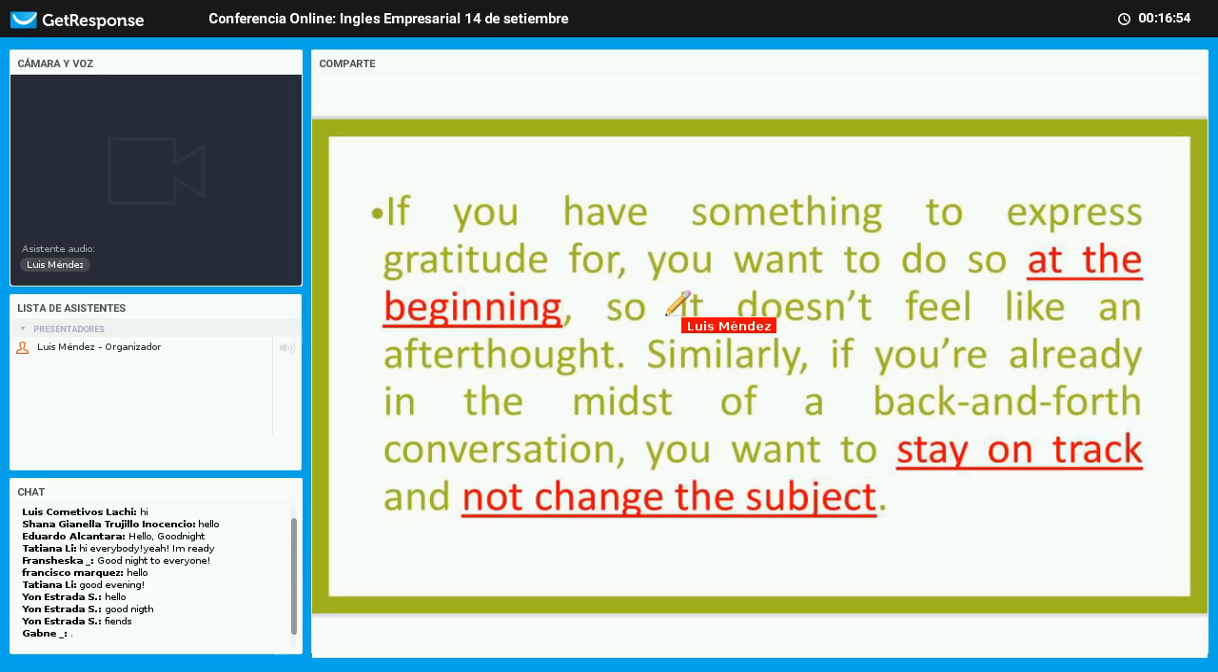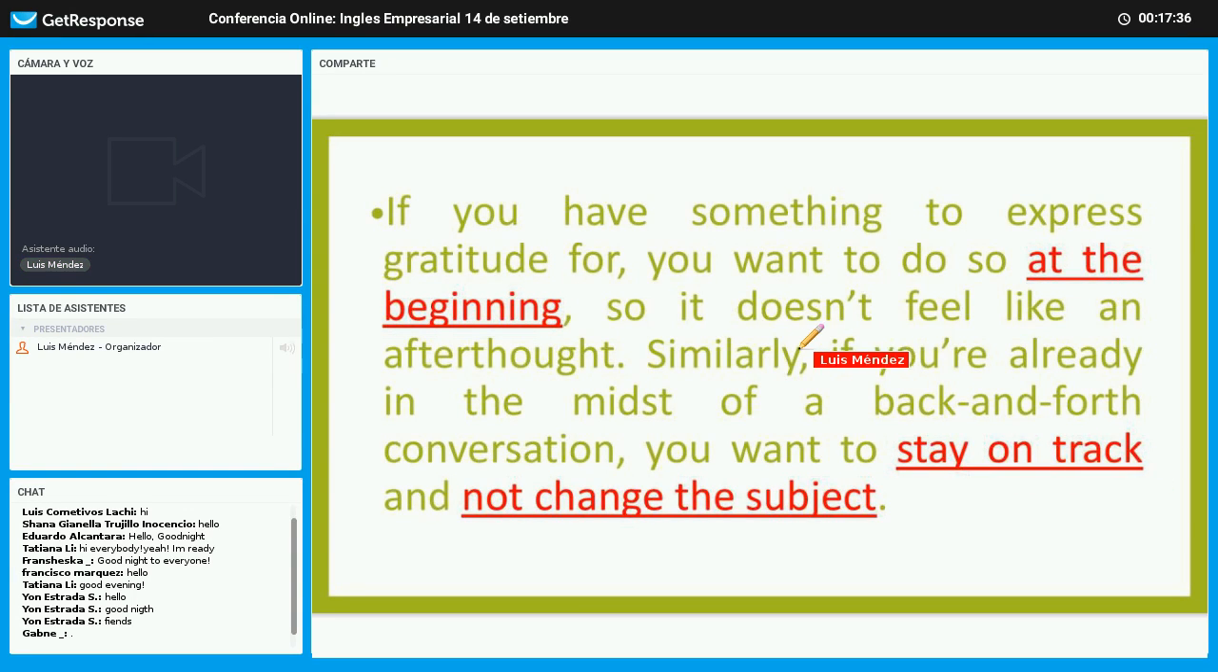Why? Because what is next is the reason for your email. Okay? So, reading this one more time. If you have something to express gratitude for, you want to do so at the beginning, so it doesn't feel like an afterthought. What do we mean by this? It is not like you remember, oh, I forgot to thank you. So if you have to say thanks for something, you do it at the very beginning of your email. After the salutation, you say thank you for whatever that person did for you.